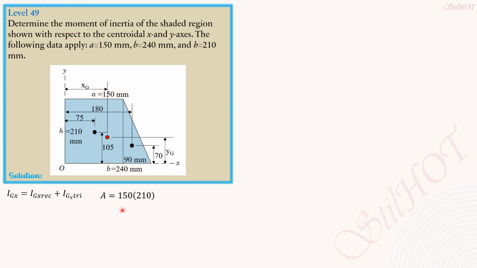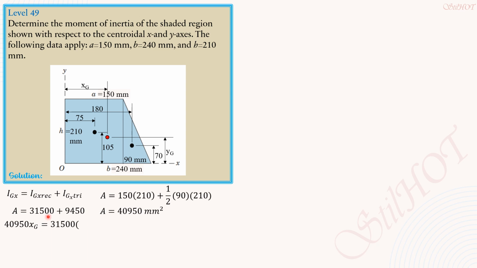So area is 150 by 210 plus 1/2 of 90 times 210. For the rectangle, 150 mm by height 210. For the triangle, 1/2 of 90 by 210. So the area of the rectangle is 31,500 while the area of the triangle is 9,450. So the total area is 40,950 mm squared.